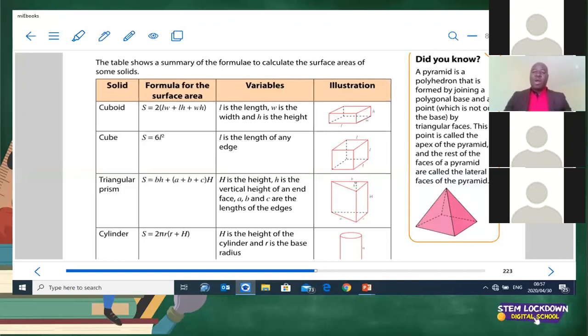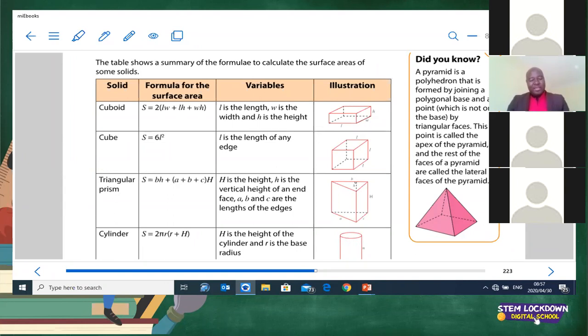So in a rectangular prism, not all sides are equal. You have one side bigger than the other. You have the length, the breadth, and the height. Although even in a cube you have those, the length, the breadth, and the height, but all of them are equal. The length is equal to the breadth, which in turn is equal to the height. That is in a cube.